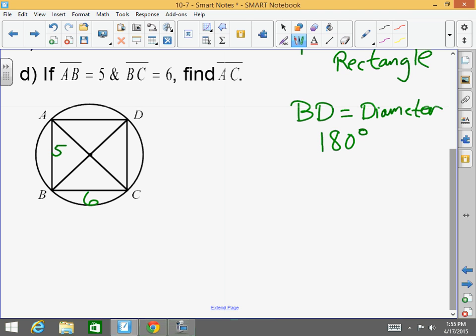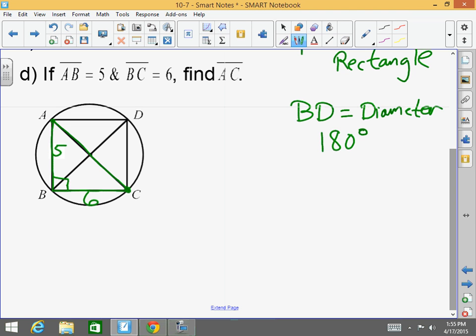Well, let's think about this. If BD is a diameter, isn't AC also a diameter? What did we learn about inscribed angles inside of a semicircle? They are right angles. Very good. Because remember, it's half of the arc. The arc is 180. So in this particular case, since I am defining for you that AB is BC, in this particular case, is this a square? Guys, is this a square? No. It is a rectangle.